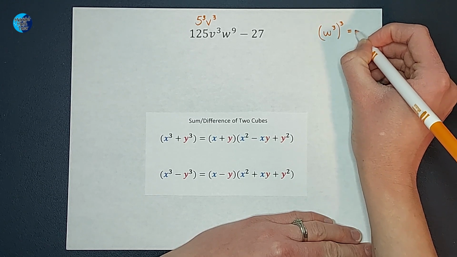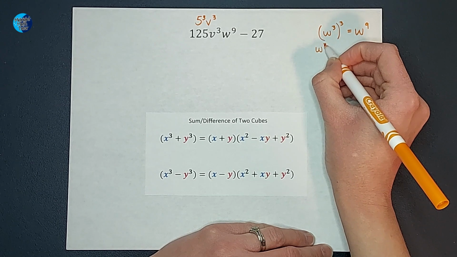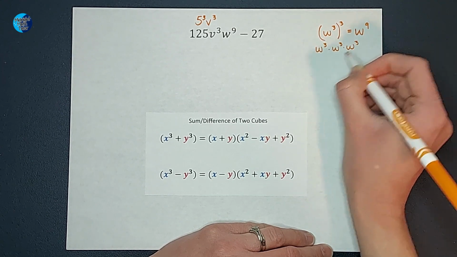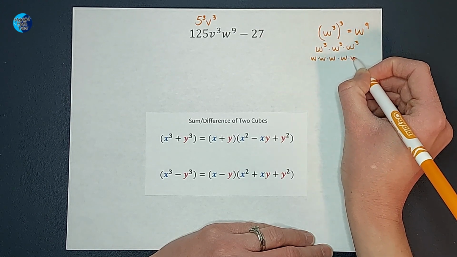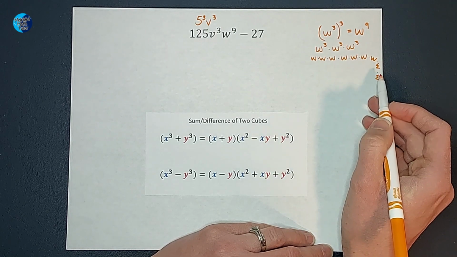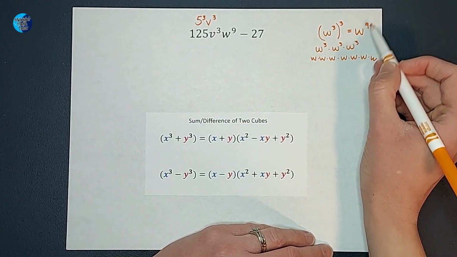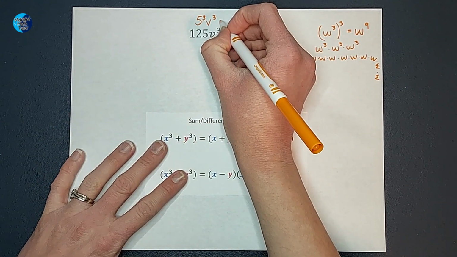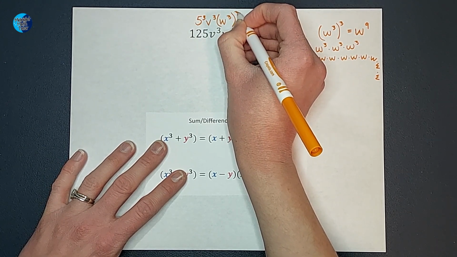So this would be W to the 9th. Because if you think about it, this is really W to the 3rd times itself 3 times, right? And if I were to write out all these W's being multiplied, all right, I almost ran out of room. But if you count these, there's 9. So it would be W to the 9th. So I can rewrite W to the 9th as W to the 3rd, to the 3rd.